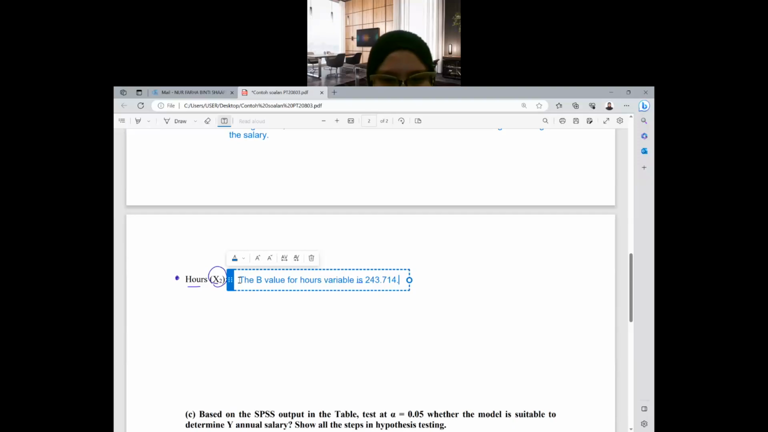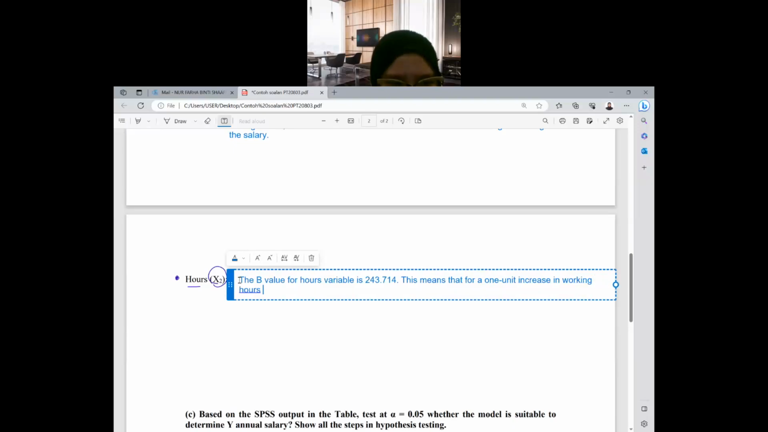So this means that for a 1 unit increase in working hours, we could predict the value of salary to increase by 243.714 units.